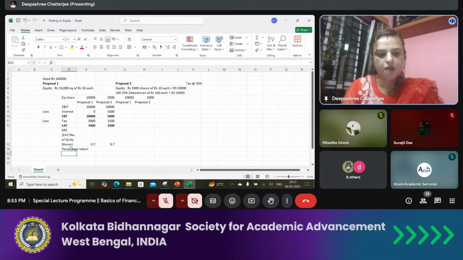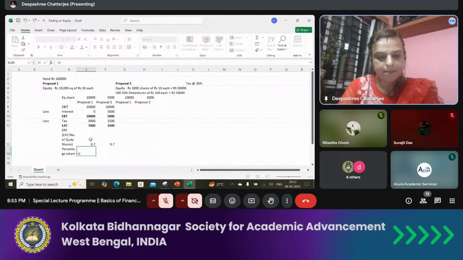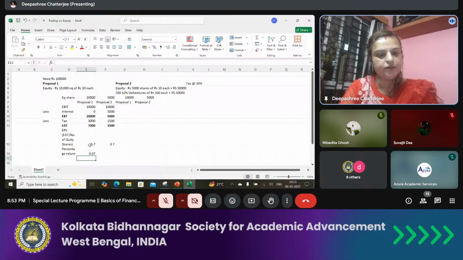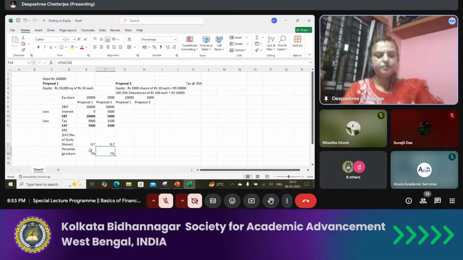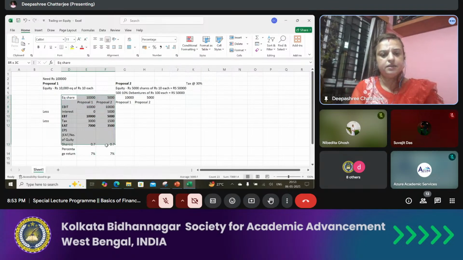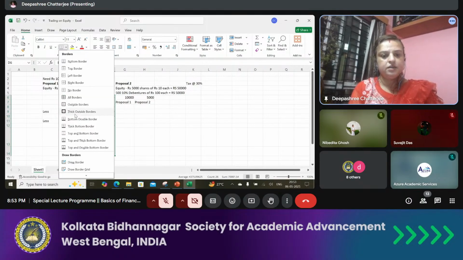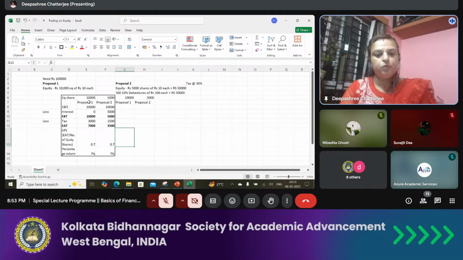Okay, let's see percentage return. How much percentage return is this? Percentage return here would be 0.07, that is per share, divided by the face value per share, rupees 10, into 100. This represents the percentage. So this is a 7% return, and here also we will get a 7% return only. This is the chart in case of proposal 1, right? So you see here that in both the proposals, our earning is the same, that is 7%.